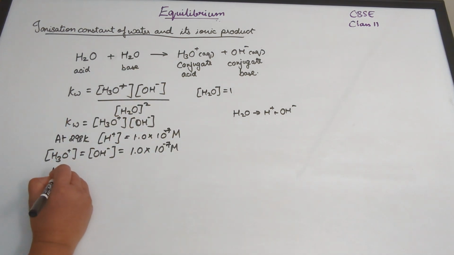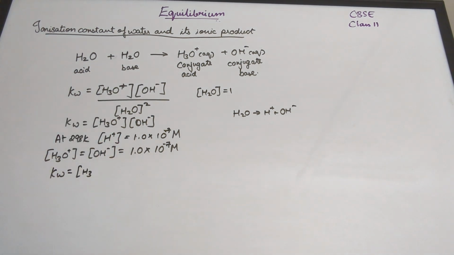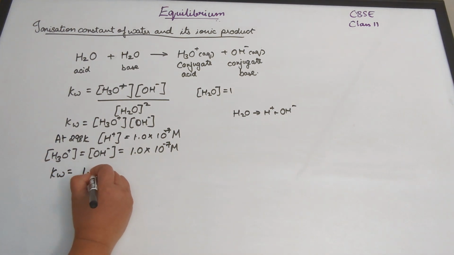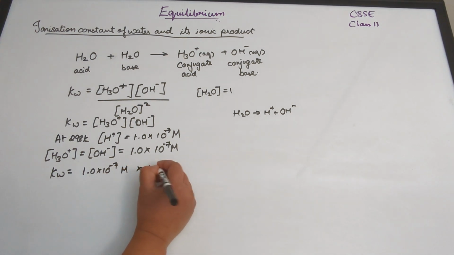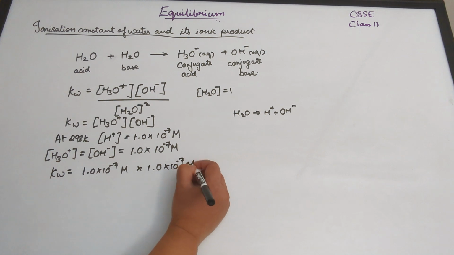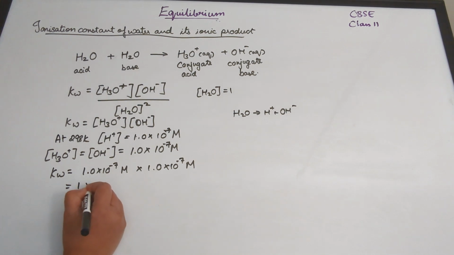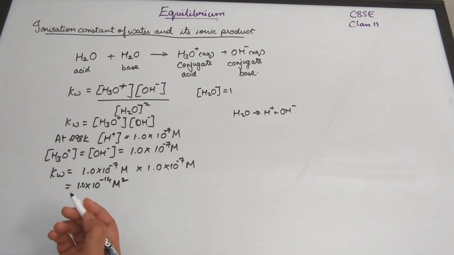So the value of Kw will be equal to this into this. So concentration of H3O plus into concentration of OH minus, you already know that. So it will be 1.0 into 10 to the power minus 7 molar into 1.0 into 10 to the power minus 7 molar. Okay, so it's basically that whole square. So we are left with 1 into 10 to the power minus 14 molar square. Okay, so this is the value of the dissociation constant at 298 Kelvin.